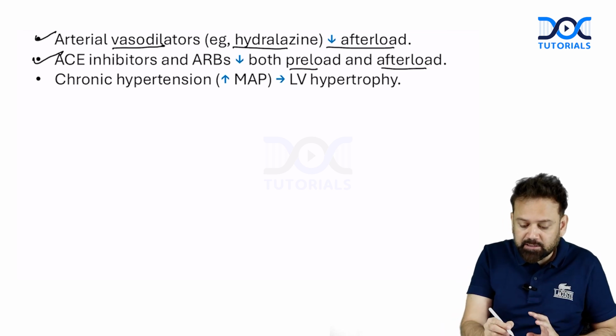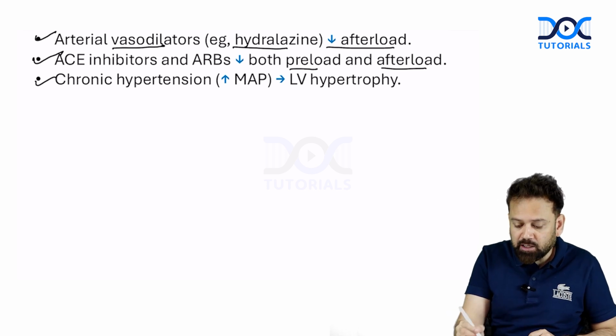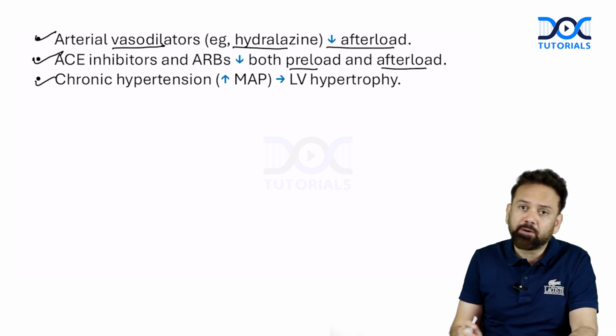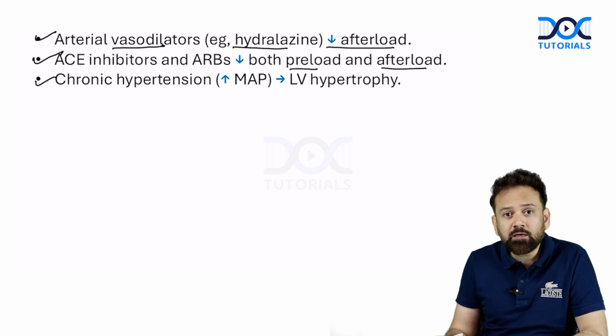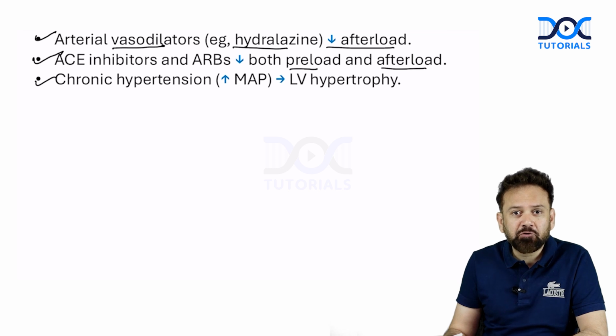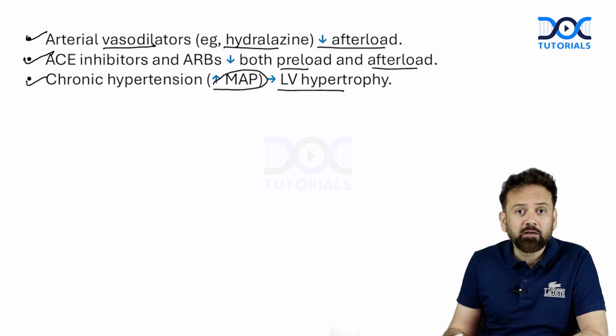And already we have discussed chronic hypertension. Now this is a summary. If there is chronic hypertension, there will be an increase in the mean arterial pressure, and that will cause left ventricular hypertrophy. It is a very common finding. So those who are having hypertension chronically and they are not taking medicines, if you do the X-ray or if you do ECG also, you will get left ventricular hypertrophy.